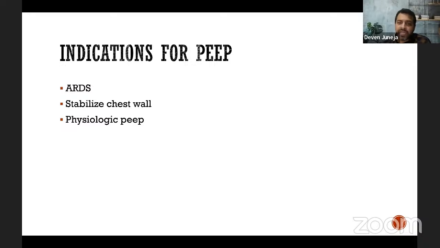So the indications for PEEP: it keeps the alveoli open, and it also helps in increasing the mean airway pressure. When you increase the mean airway pressure, that helps in oxygenation. So any condition in which oxygenation is an issue, or lungs are getting very stiff, or there is atelectasis or collapse of alveoli, you would want to increase the PEEP in such patients. Indications are ARDS, stabilized chest wall, and physiological PEEP to keep the alveoli open throughout the respiratory phases. So these are certain indications.